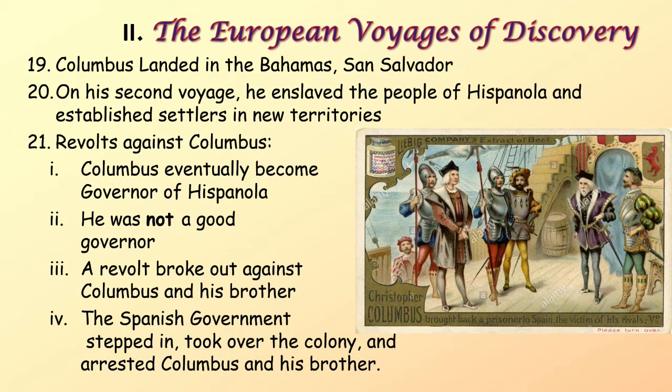Columbus landed in the Bahamas in San Salvador. And on his second voyage, he enslaved the people of Hispaniola and established settlers in these new territories. And there were revolts against Columbus. Columbus eventually became the governor of Hispaniola. He was not a good governor. And a revolt broke out against Columbus and his brother. And the Spanish government stepped in and took over the colony and arrested Columbus and his brother.